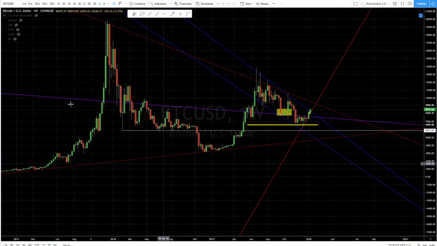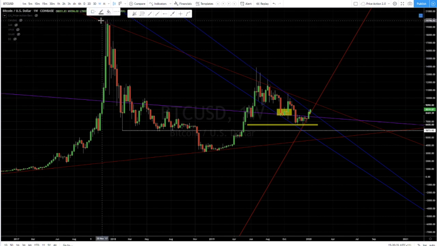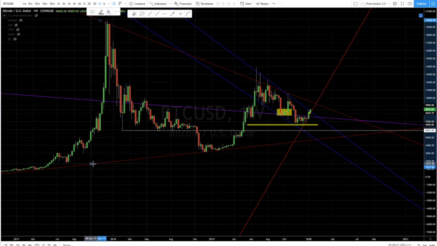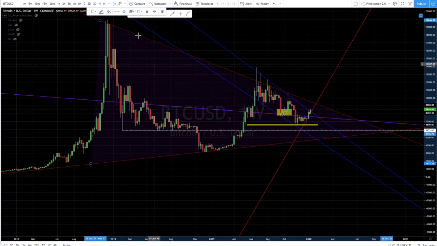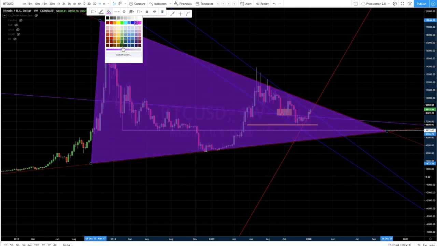I'll just draw in a triangle for you to see it in the short term. As you can see there, I've made it purple, that's our symmetrical triangle. This is a neutral pattern. It's not bullish or bearish, and we'll be looking at this in the long term.